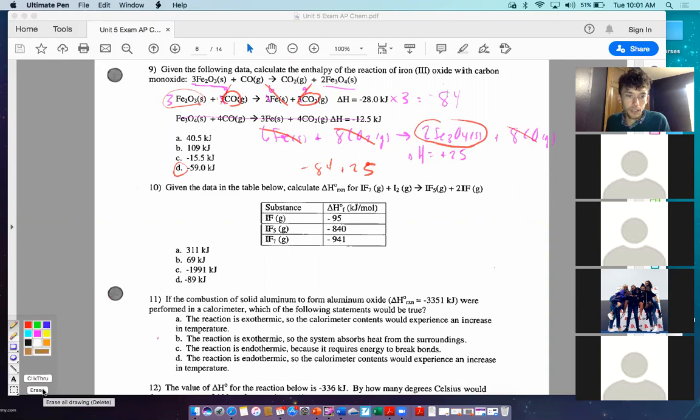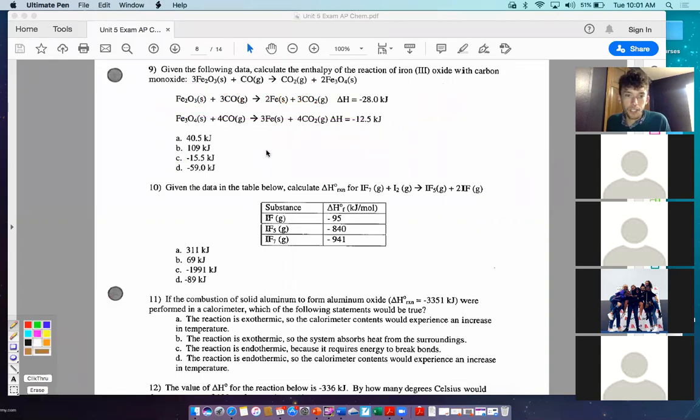All right. Okay. Question 10. I want to calculate the delta H of the reaction, and it looks like I've been given all these heats of formation. So remember that the equation is that the delta H for the reaction is the heats of formation of the products minus the heats of formation of the reactants. So I need to add together the heats of formation of the products.